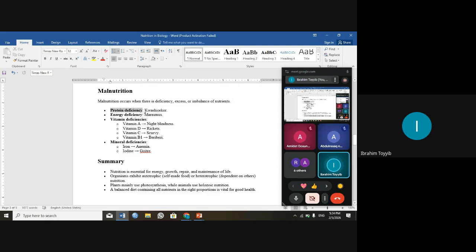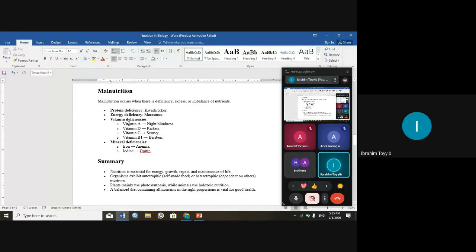So protein deficiency is what? It is called kwashiorkor. So protein deficiency is called kwashiorkor. And also, energy deficiency is referred to as marasmus.